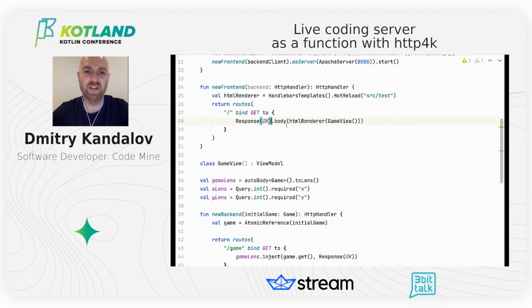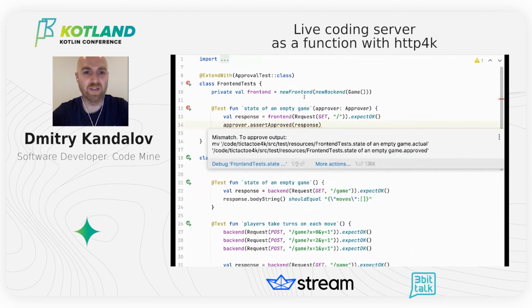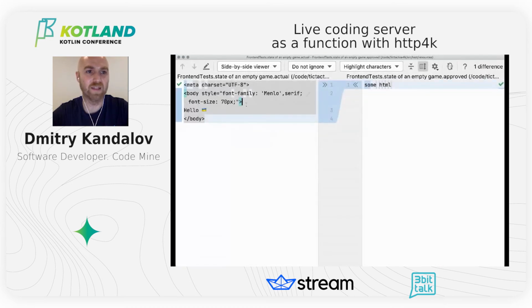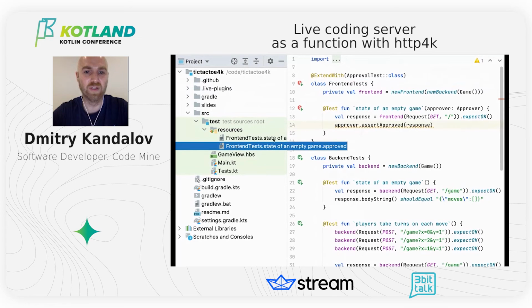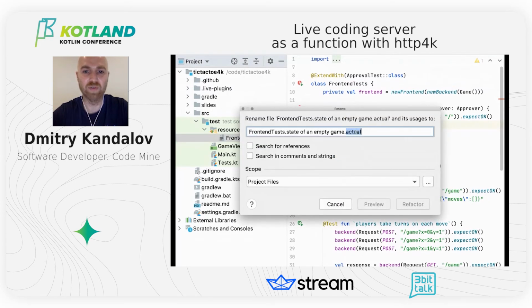If we run tests now, we should get a failure once again because we changed the output of our front end. It will now be returning some HTML. If we take a look, this should be this line. And now we have two files. One is approved, that's what we approved last time, and the other is actual. I can diff them. And I can see that on the left, we have the current output. On the right, we have the old output. So now I can delete approved and rename this file to approved again.